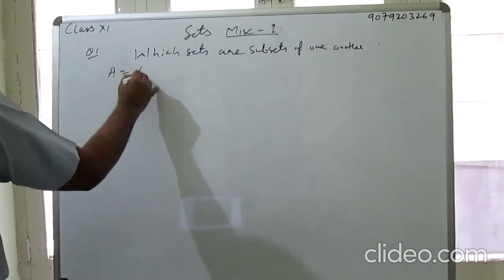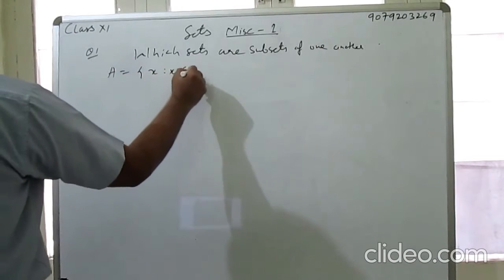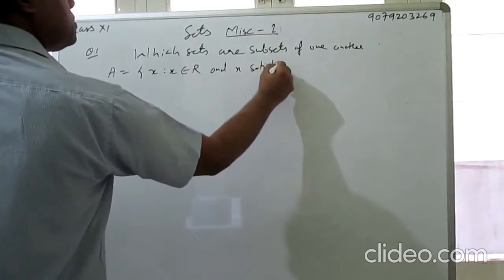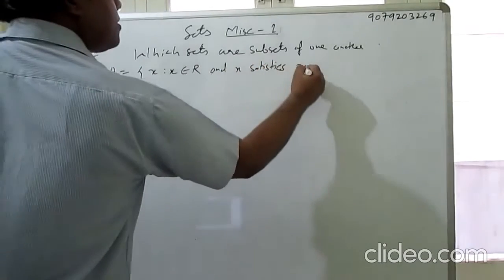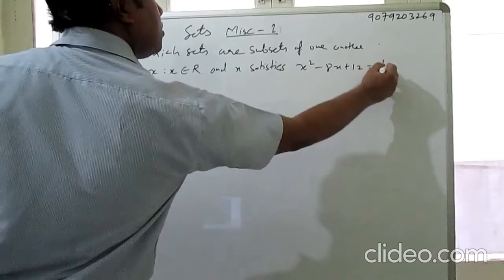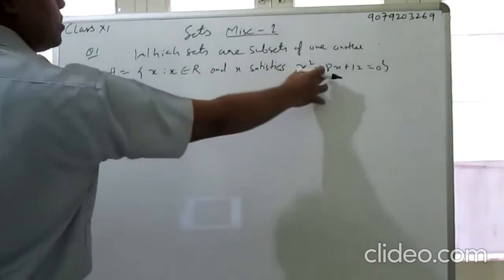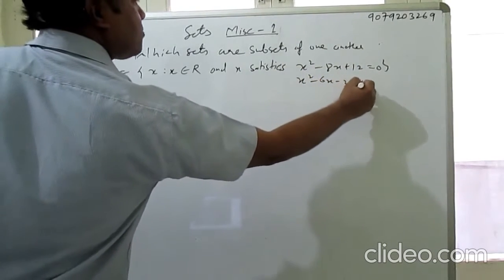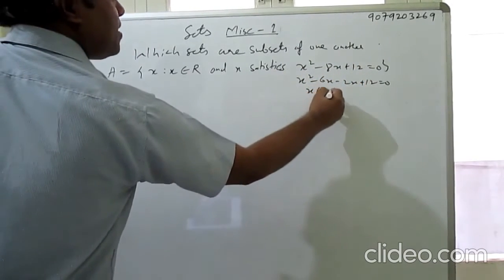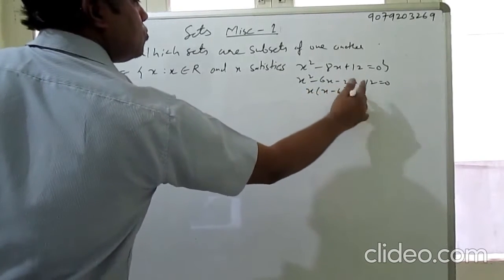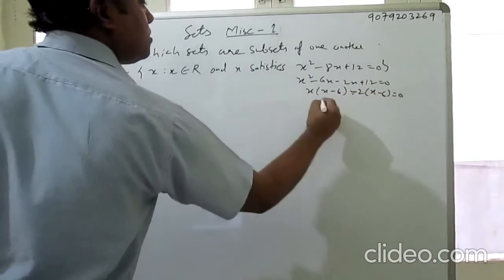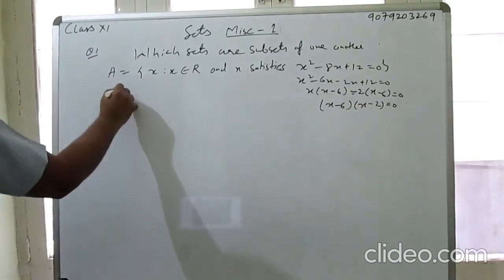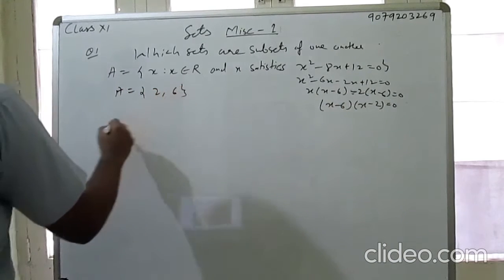A दिया हुआ है, x such that x belongs to R and x satisfies x square minus 8x plus 12 is equal to 0. तो इसके फैक्टर निकाल लीजिए. प्रोडक्ट है 12, 12 का फैक्टर कीजिए 8 आ जाए. x square minus 6x minus 2x plus 12 is equal to 0. x minus 6, x कॉमन ले लीजिए, minus 2, x minus 6 वापस कॉमन, x minus 2. So the elements of set A are 2 and 6.